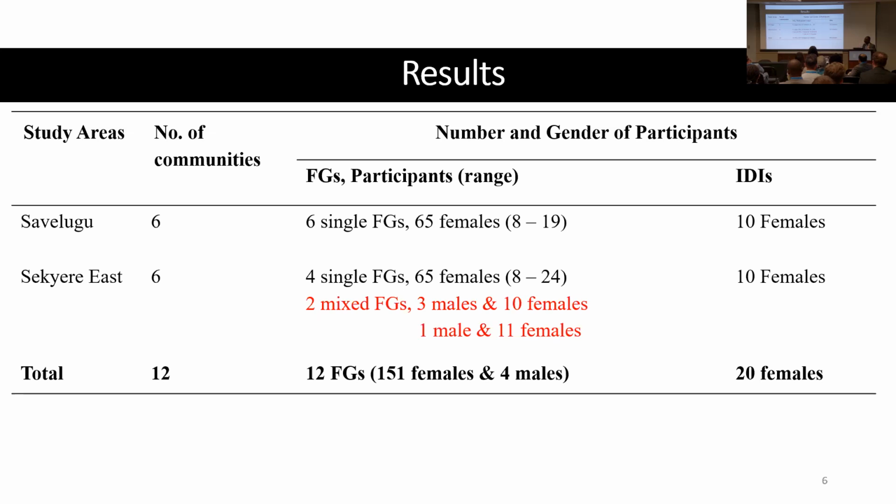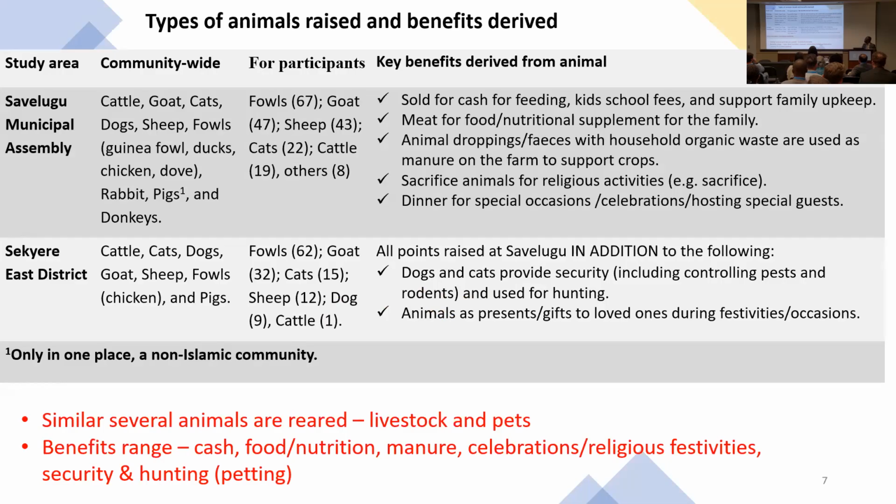And we asked them, and they said, well, they felt they could be supporting their wives. So that was interesting. So in all, 151 female participants and then just 4 males. But we didn't see much change with the involvement of the women.